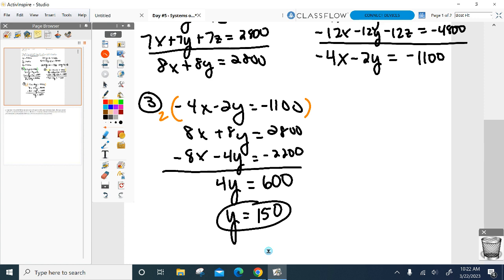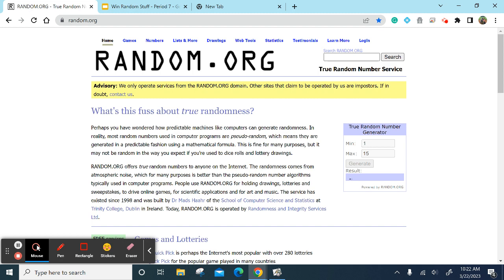All right, I got y. What about x and z? Thoughts? I shouldn't have to do any more solving of equations here. How can I use my 150 now to find another variable? Look at all the work you guys just did. How can I use that 150 now to find another variable? Talk to me here. 12.